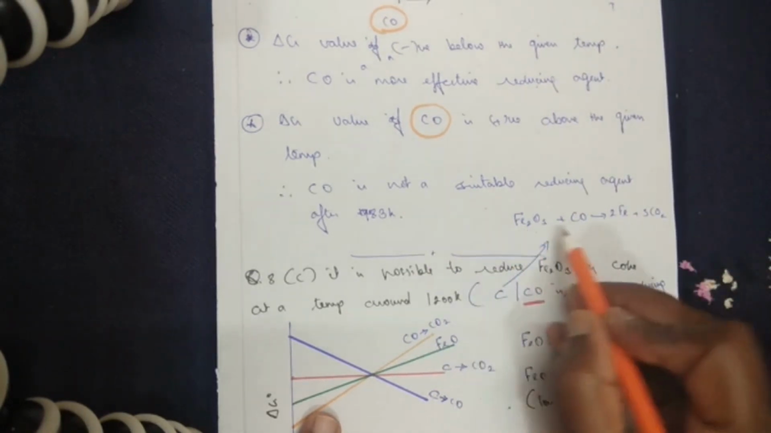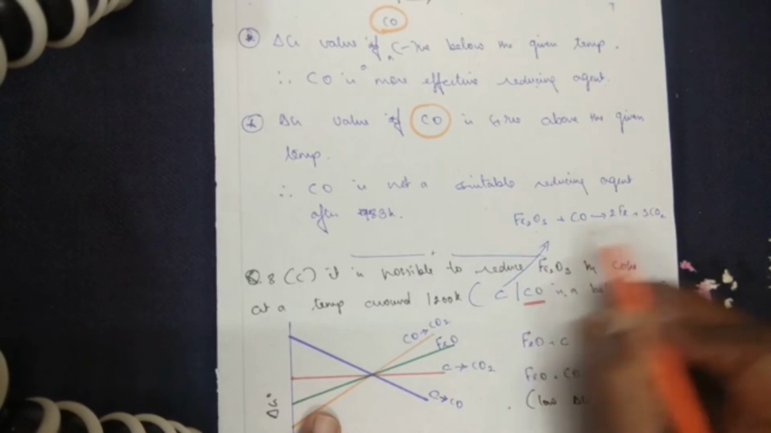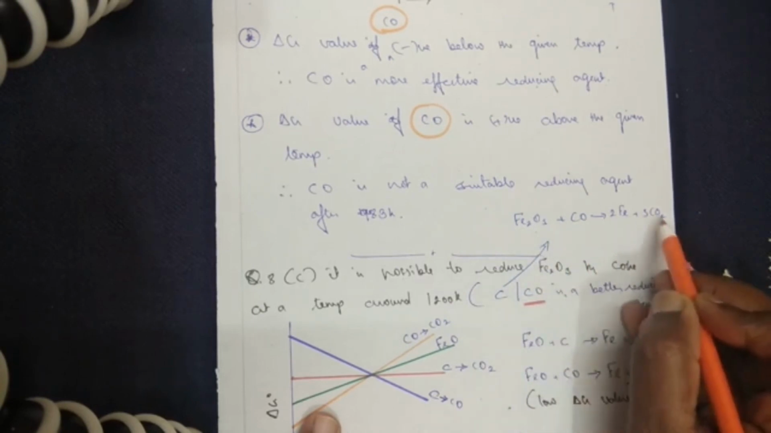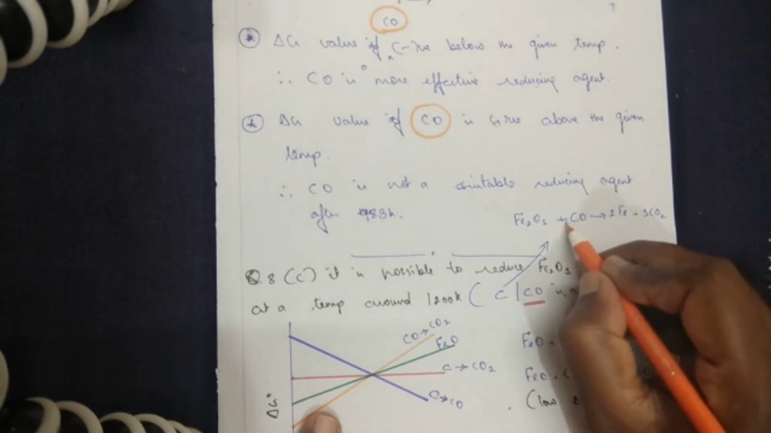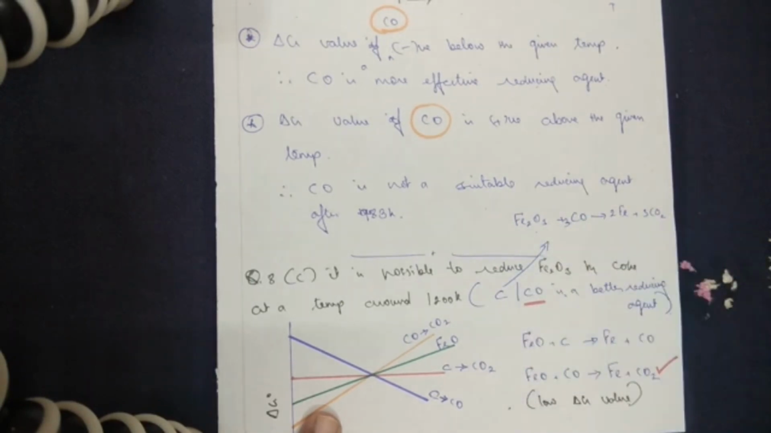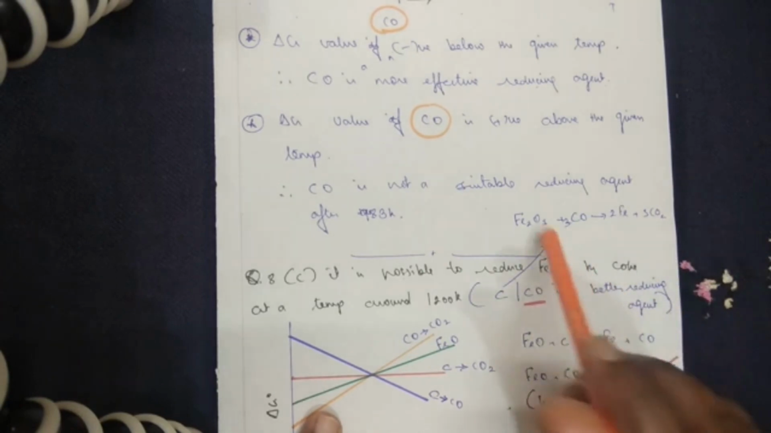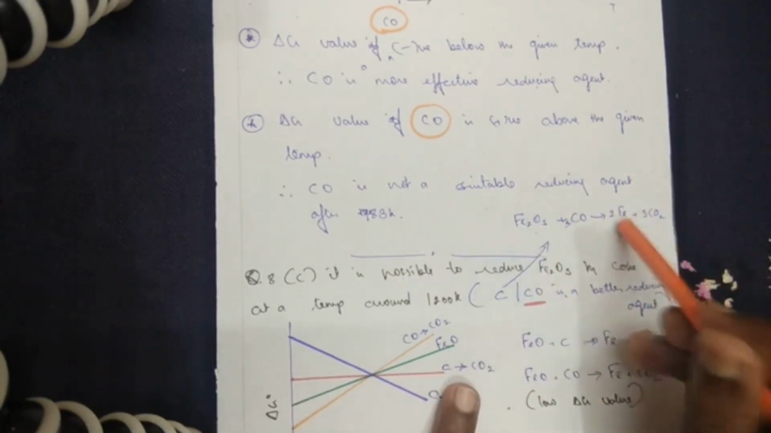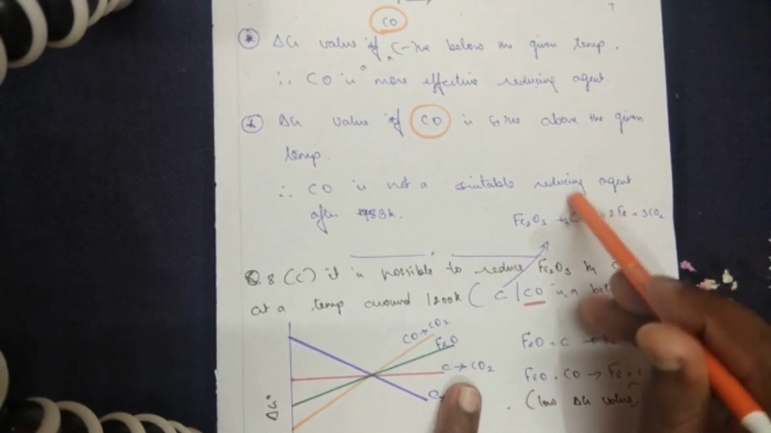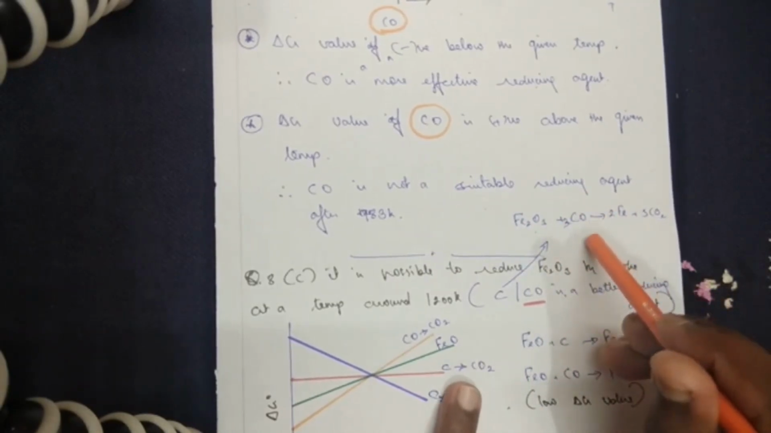Fe2 is balanced here, carbon is balanced here, oxygen, so 3 twos are 6, so here I have to write 3. Yes, the equation is balanced. So this is not a point of interest. I'm telling you, iron is extracted from iron oxide using the reducing property of carbon monoxide.